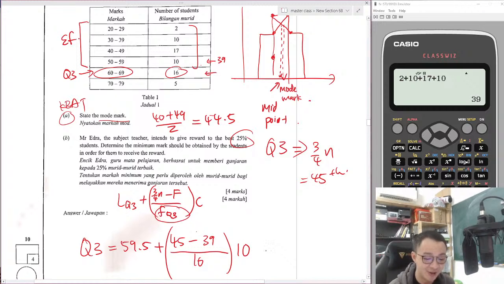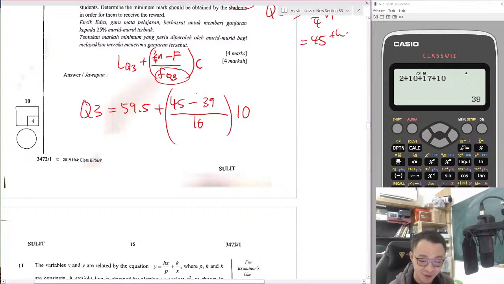Alright, so then you will get the answer here. When I type in the calculator, depending on how you want to type, I'm a lazy person, so I will straight away do it like this. 45 minus 39, I know is 6 over 10. Oh, 16, not 10. Over 16, multiply 10. Then only I add 59.5. Alright. So the minimum mark should be 63.25.